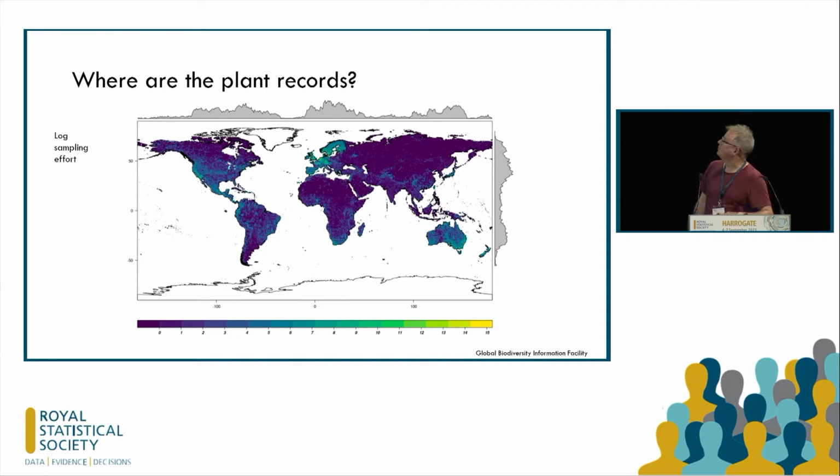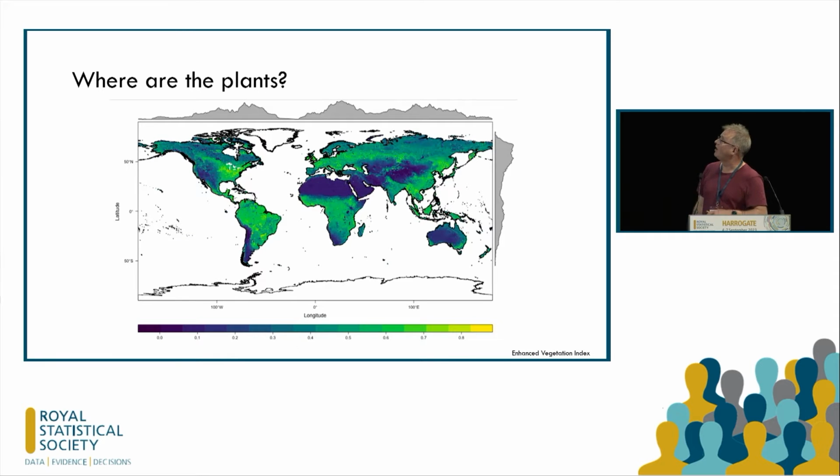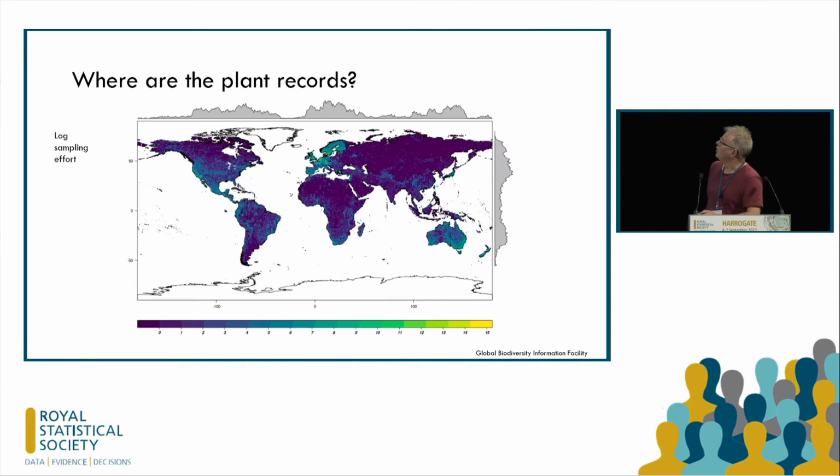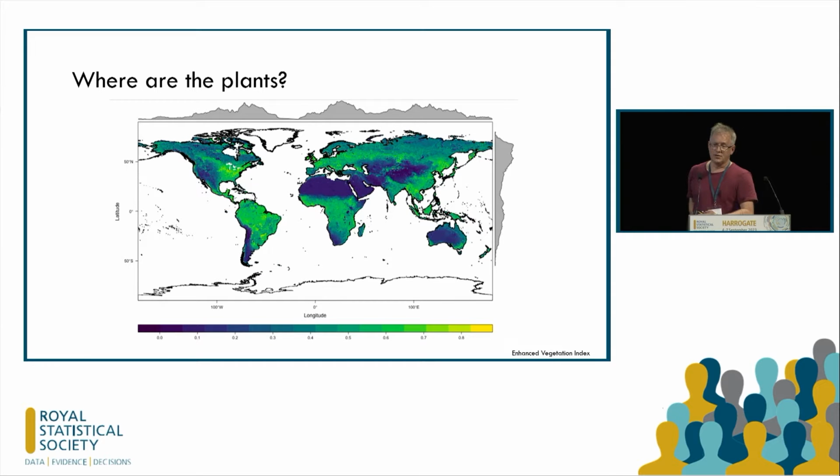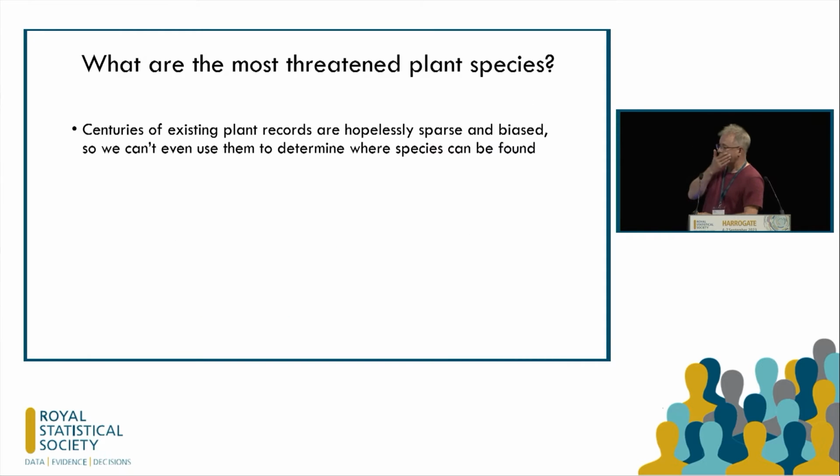And perhaps we shouldn't be too surprised about that, but it is a bit depressing when you look at where the plants actually are. And so this is, again, satellite imagery, looking at its Enhanced Vegetation Index, which is a bit like NDVI, for those who know that. But it basically looks at greenness to see where you can find plants. And the connection between where we've actually looked for plants and where the plants are isn't great. So that turned out to be a bit of a hopeless approach as well.